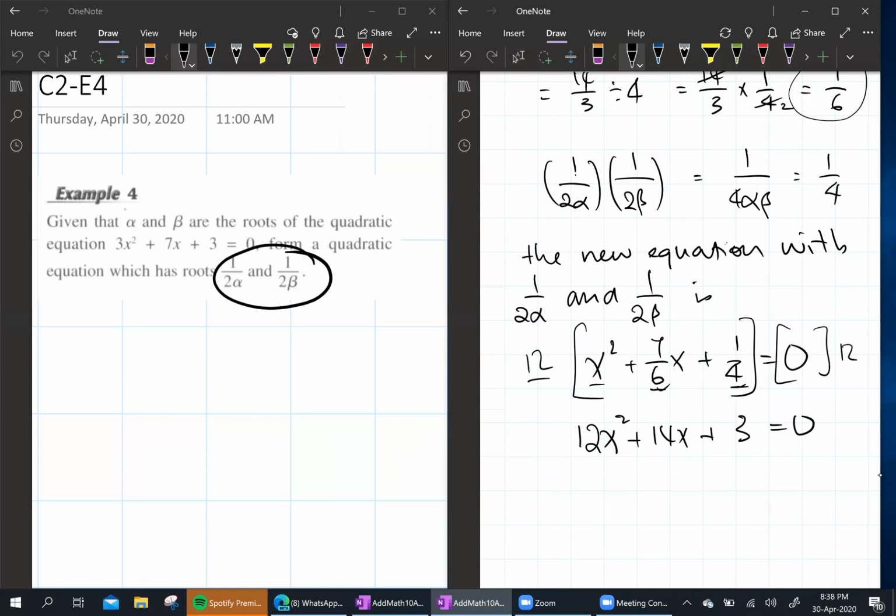12 times x squared, you got 12x squared, right? 12 times 7 over 6 you get 14x. 12 times 1 over 4 you get 3. So this is how you get it. So the new equation with 1 over 2 alpha and 1 over 2 beta is 12x squared plus 14x plus 3 equals to 0.